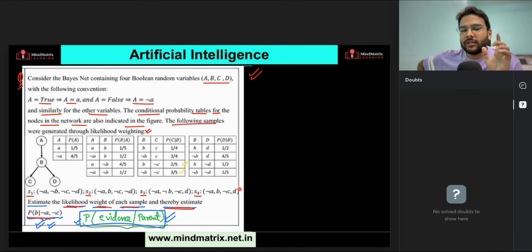So I was saying that if the evidence is not of A and not of C in this example, and if they give you more such samples where A and C are in true form, or you can say both A and C are not in the false form, in that case, you are not going to consider those samples to find out the estimate. I hope now it is clear. Fine. Understood?